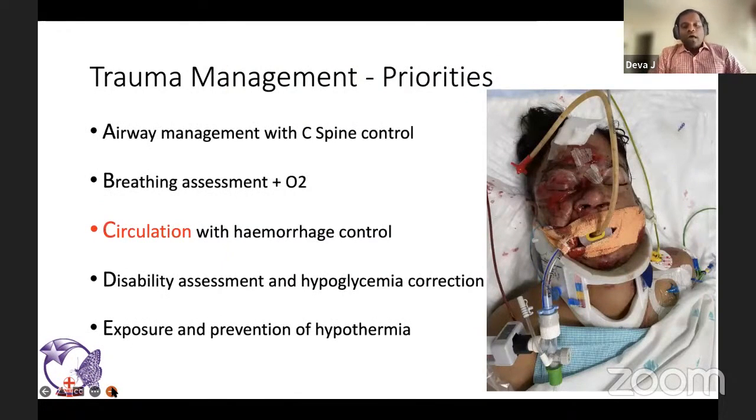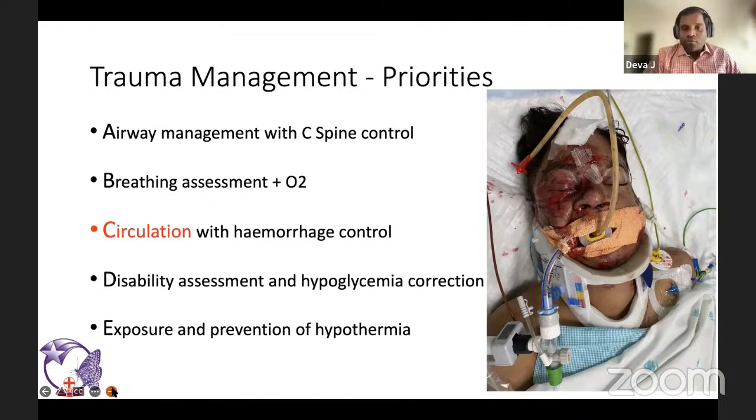So what are the general principles of managing a trauma victim? The general principles of managing a trauma victim is A, B, C, D, E. So A for airway management with C spine control. Depending upon how the airway is, whether the patient is protecting their airway or not, you make a call whether you can leave them self-breathing or whether they need assisted ventilation with an artificial airway.